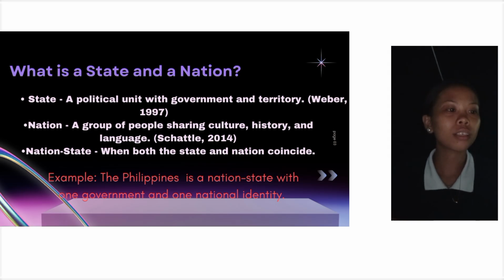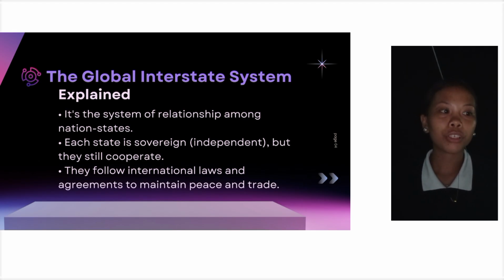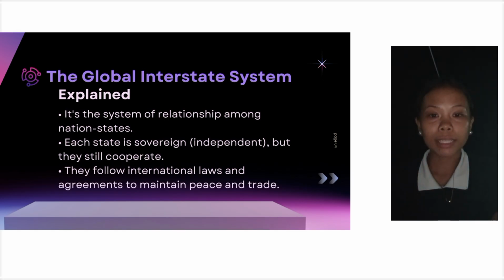Next, the global interstate system explained. It's the system of relationships among the nation states. Each state is sovereign and independent, but they still cooperate. They follow international laws and agreements to maintain peace and trade. In short, the global interstate system is how countries connect and cooperate while staying independent.